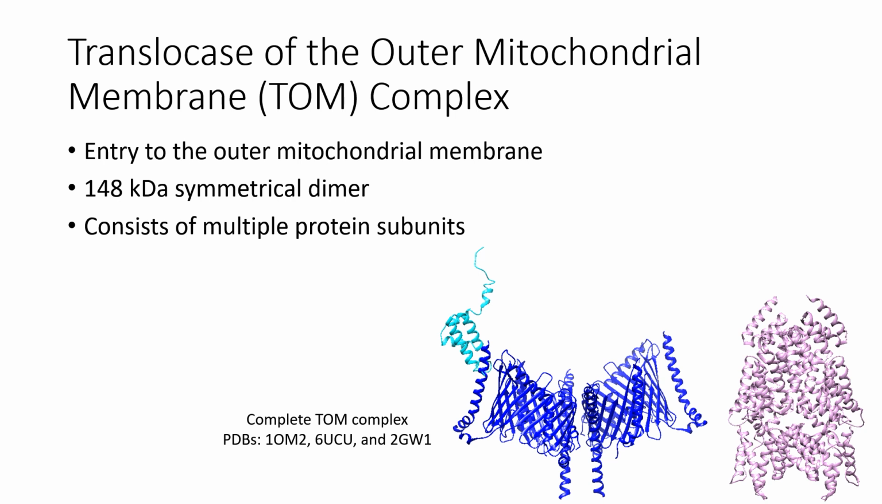The first complex that the presequence precursor enters is the translocase of the outer mitochondrial membrane, or the TOM complex. This 148 kilodalton symmetrical dimer complex consists of the core beta-barrel protein TOM40 surrounded by alpha helical subunits TOM5, TOM6, TOM7, and TOM22, and is interconnected with proteins TOM20 and the slightly distant TOM70, which are responsible for stability and for being receptors of incoming precursors. The image shown here is a combination of 3 solved structures to form a 3-dimensional visualization of the whole TOM complex.